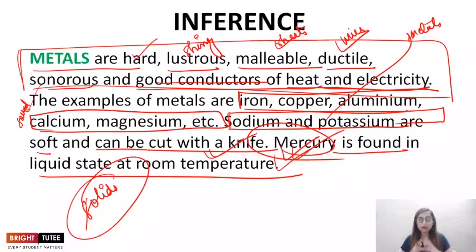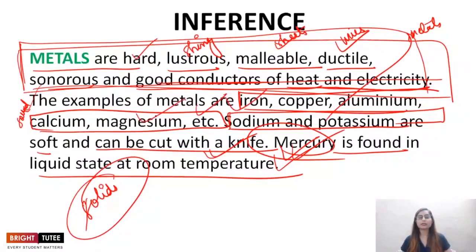But when we talk about the metals generally, these are the properties which are common mostly. These are the common examples: iron, copper, aluminium, calcium, magnesium. But sodium, potassium and mercury are somewhat exceptions in some of the properties.